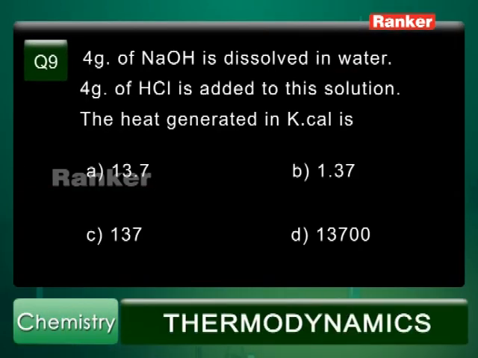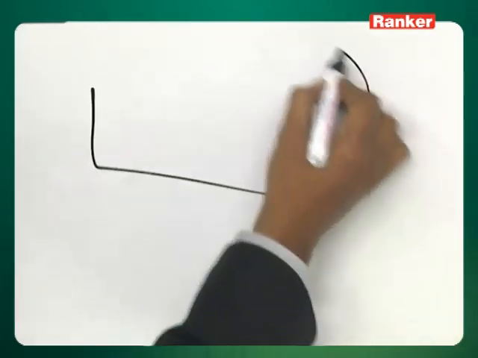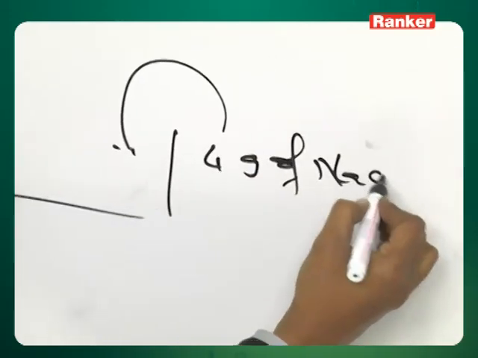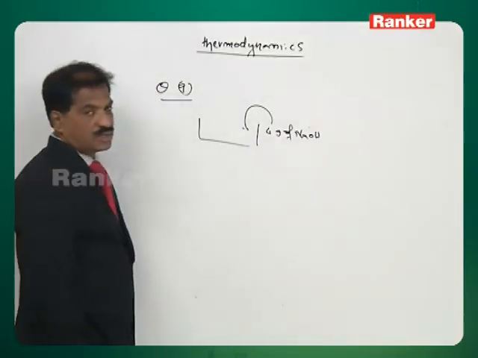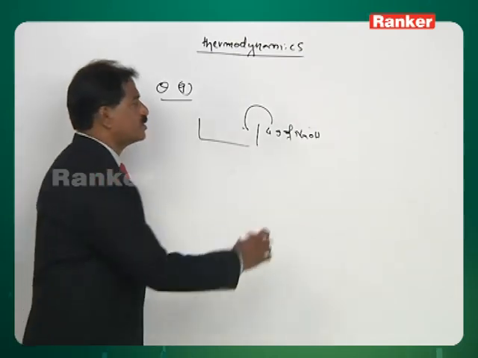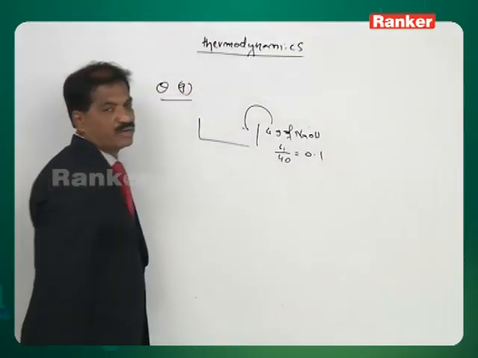Question number 9. 4 grams of NaOH is dissolved in water. 4 grams of HCl is added into the same solution. Therefore, the heat generated in kilocalories per mole is? Here in the experiment, they have taken 4 grams of NaOH. Convert these 4 grams of NaOH into equivalents: 4 by 40, equivalents is 0.1.